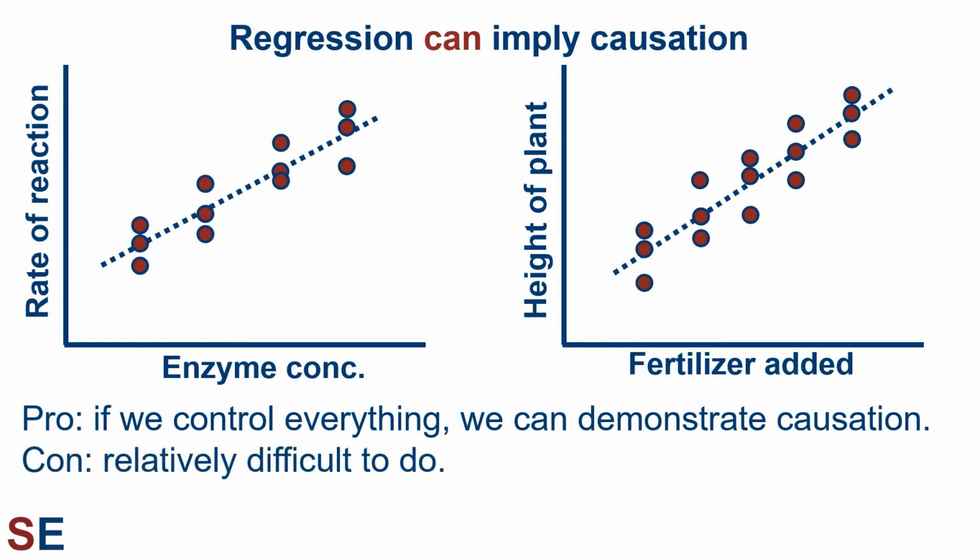And that leads us to the major con of regression studies. They're relatively difficult to do. We need to be able to control our system to a great extent to ensure that no other factors can vary for our data points. This is essentially only possible in a lab, which limits what kinds of things we can study using regression techniques.